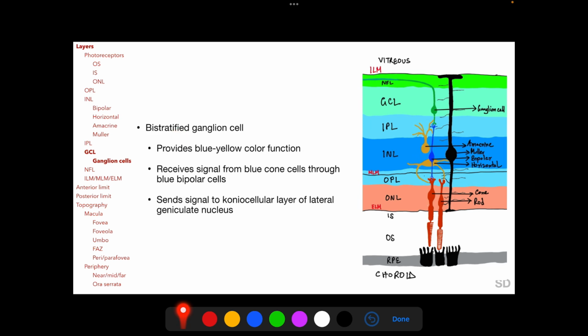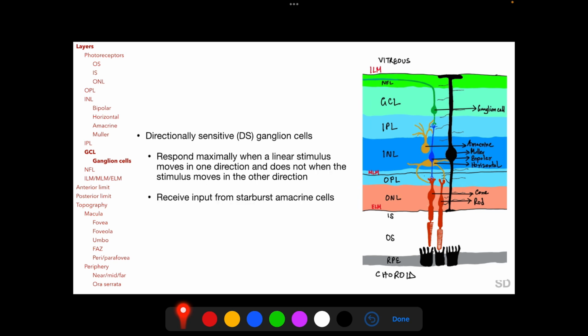The bistratified ganglion cell provides blue-yellow color function, whereas the midget ganglion cell provides red-green color function. The bistratified ganglion cells receive signal from blue cone cells through blue bipolar cells, and the bistratified ganglion cells send signal to the coniocellular layer of the lateral geniculate nucleus. Then there is the directionally sensitive ganglion cell, which responds maximally when a linear stimulus moves in one direction and does not respond when the stimulus moves in the other direction. And as we have mentioned, they receive input from the starburst amacrine cells.